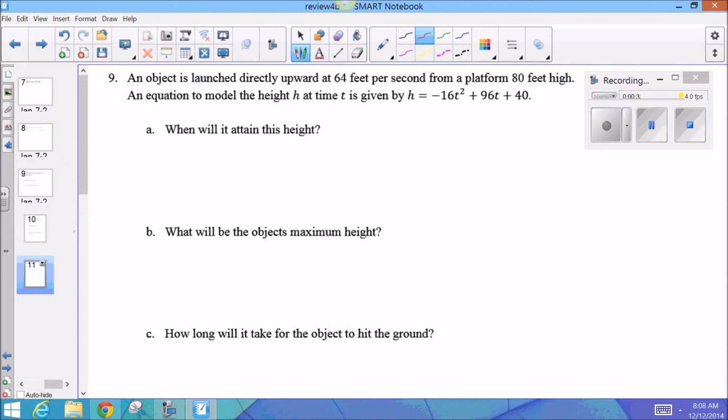You've got a quadratic equation. It's a parabola. This is the shape of the object launch path, trajectory path. It's being launched from a place that is already 40 feet high. So it gets started right here.